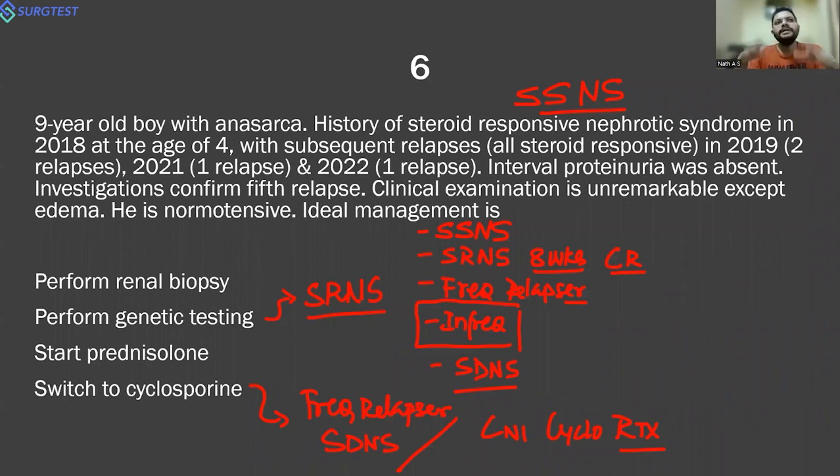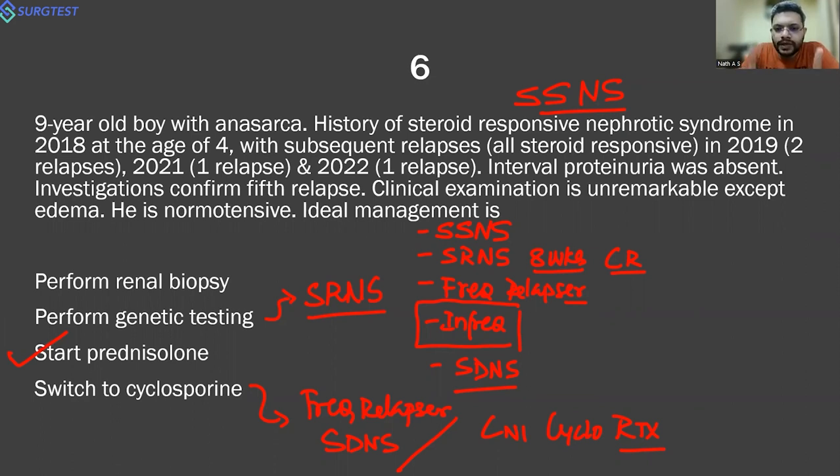How long can you keep on giving steroids, that too high dose steroids? So, in order to spare glucocorticoid use, which is associated with side effects, you know that, that's why you would go to an alternate drug. So, the correct answer to this question is start prednisolone. Okay, start prednisone. I hope you understood the basic concepts of treating minimal change nephropathy.